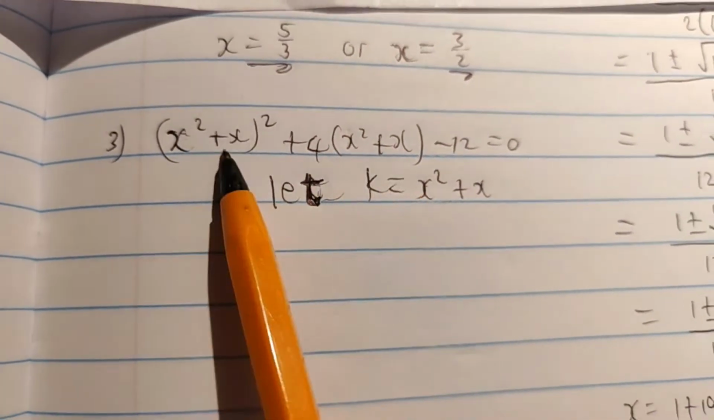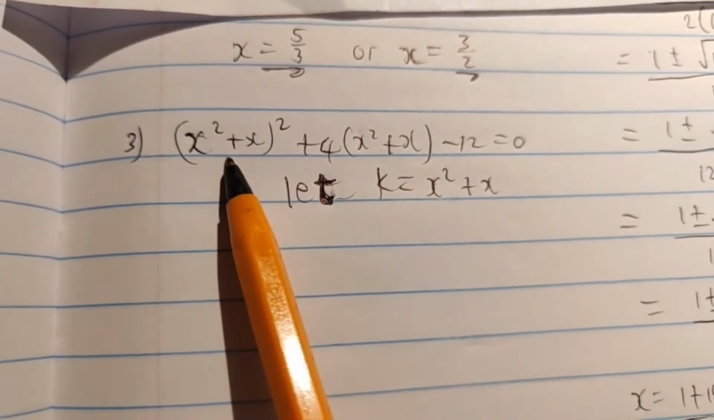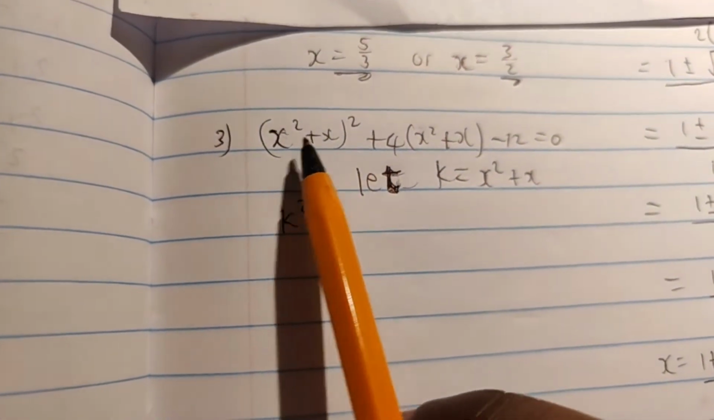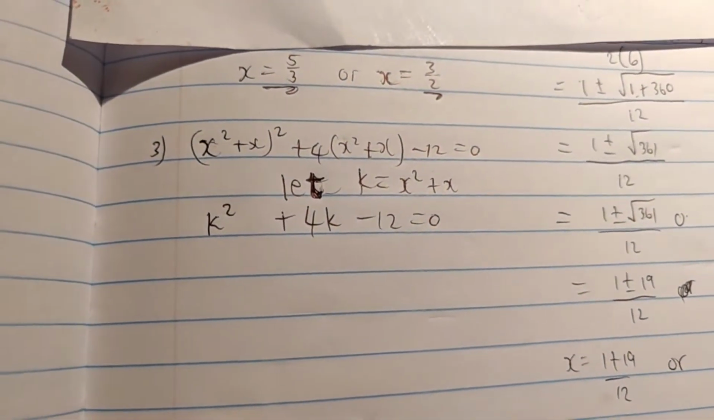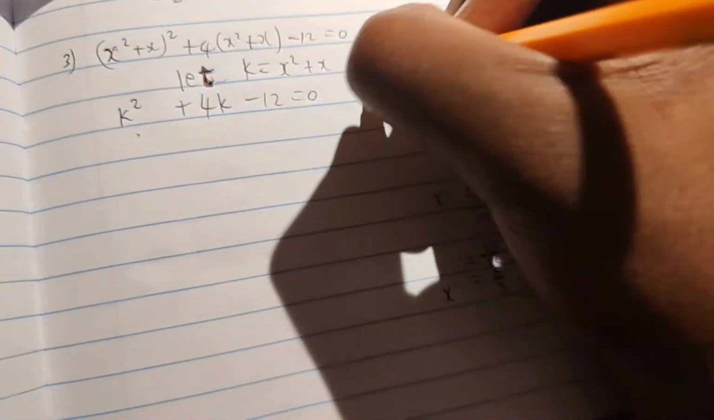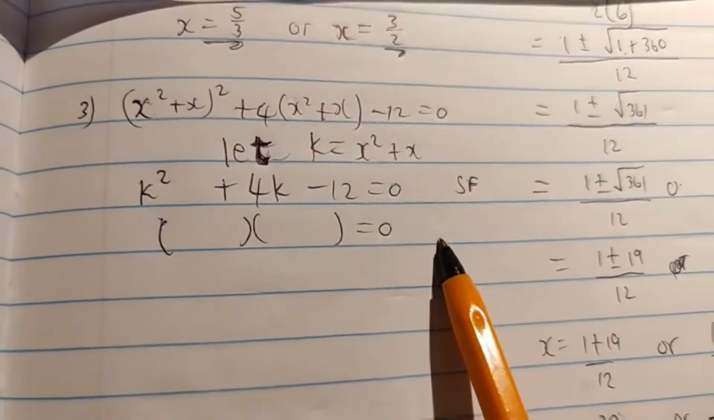I hope you're well. Then, by letting k be x squared plus x, we substitute k in the place of x squared plus x. So this will become k squared plus 4 times k, the repeated expression, minus 12 is equal to 0. Now what we have is a standard form. Let us now, after getting the standard form, factorize the trinomial. And it's possible to factorize it, guys.